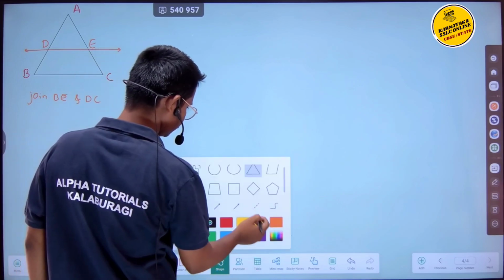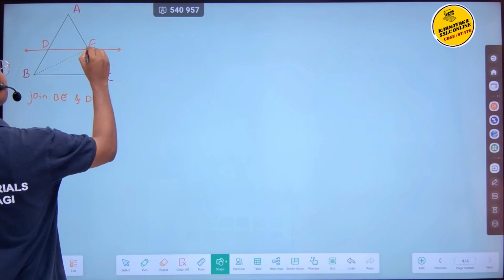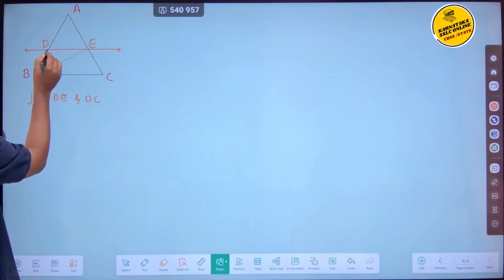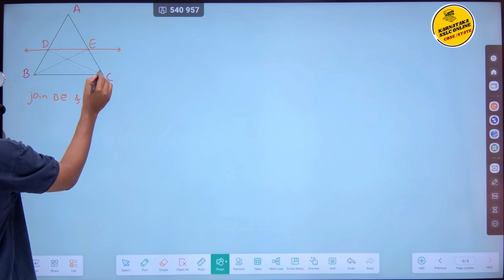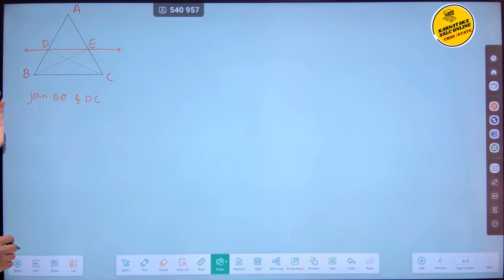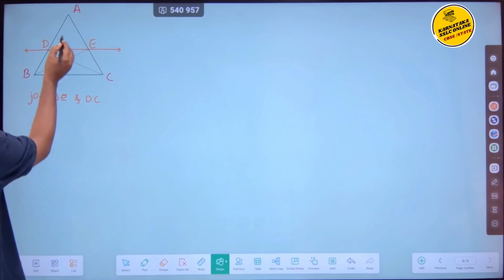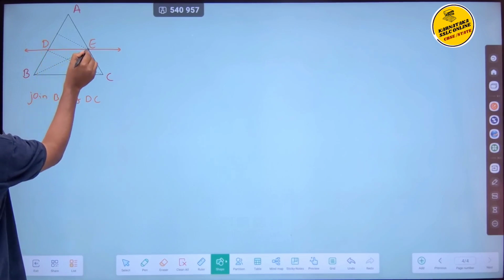Okay, so I will join BE and DC. Now I also want the height of the triangles. To get the height of triangles, suppose here the triangle is ADE. For the triangle ADE, I want the height. So again I'll consider some height. This is the height of the triangle.